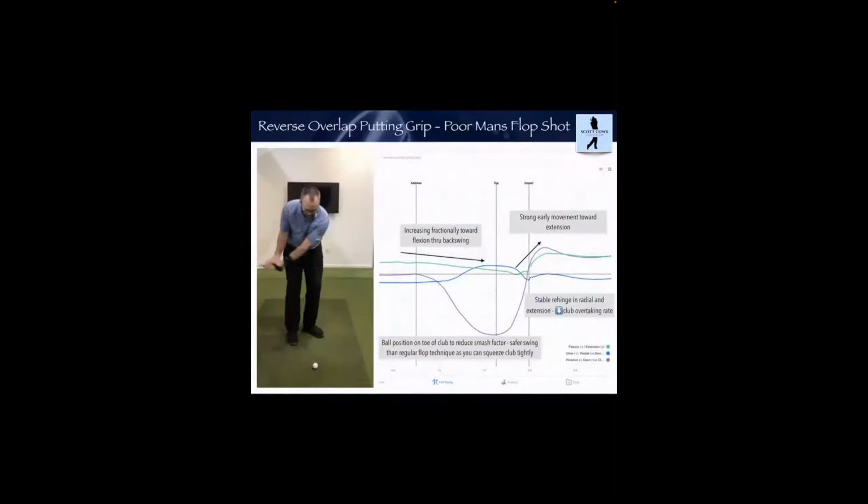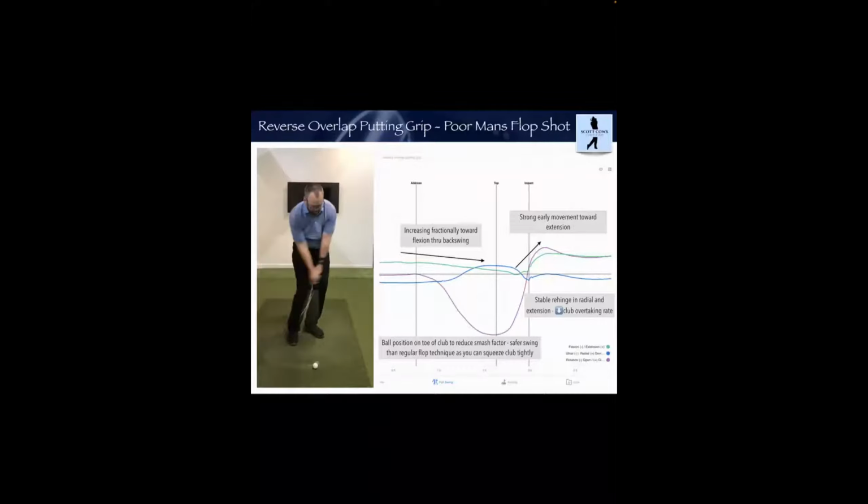Now, where it gets a little bit interesting here, I started to throw in some variations. This is a shot that I teach a lot of my players, and this is a shot that I use a lot myself. This is a reverse overlap putting grip, what I like to call the poor man's flop shot, because it creates a very soft, very high shot without a lot of risk.